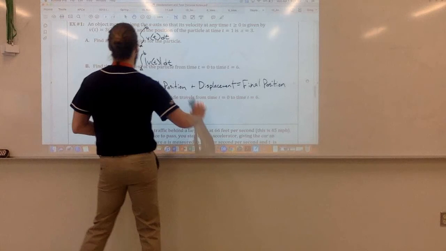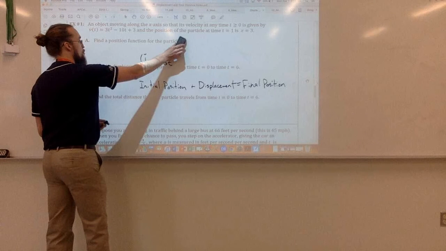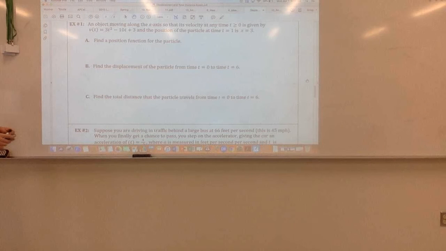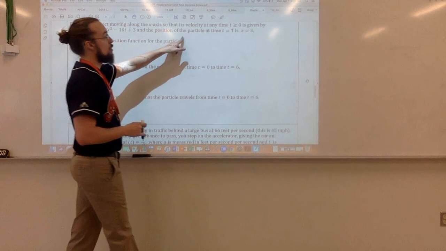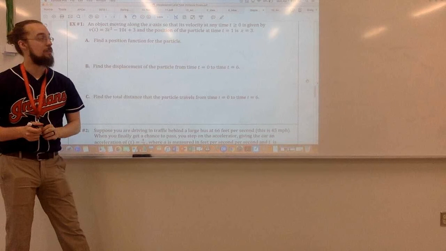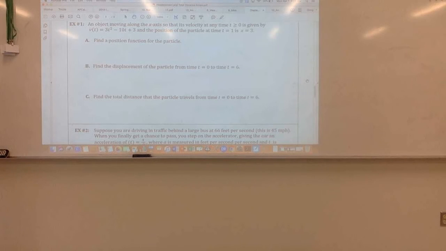So, first, an object is moving along the x-axis so that its velocity is given by 3t squared minus 10t plus 3, and we are given an initial position. We're told that the position of the particle at t equals 1 is 3. Part A just says find a position function for the particle.